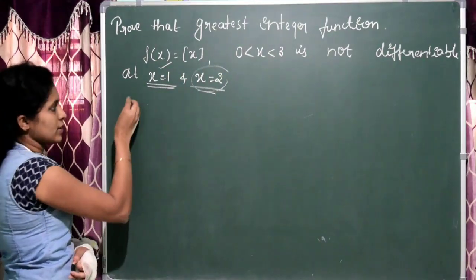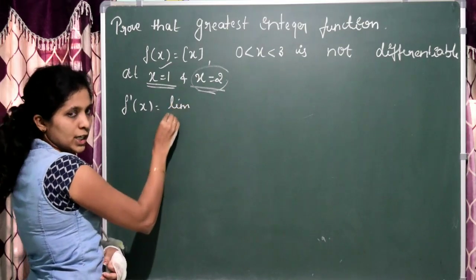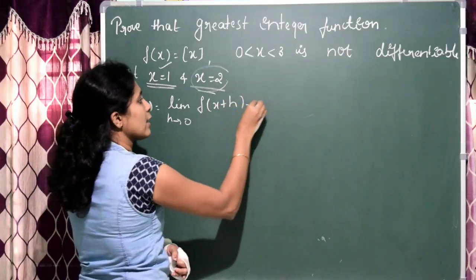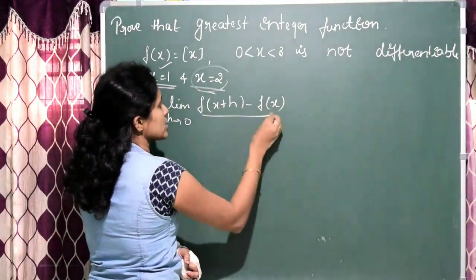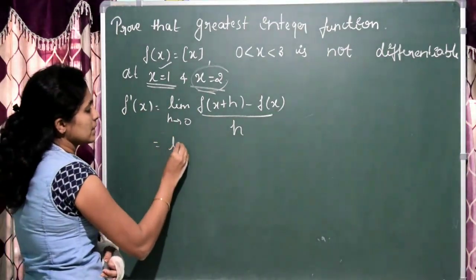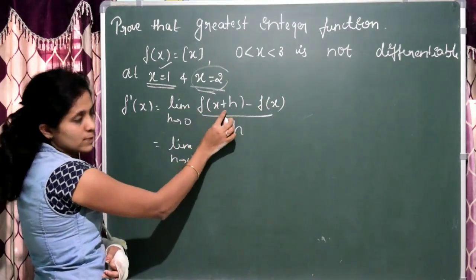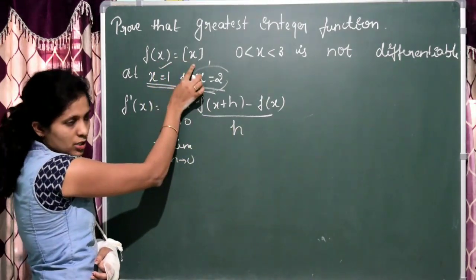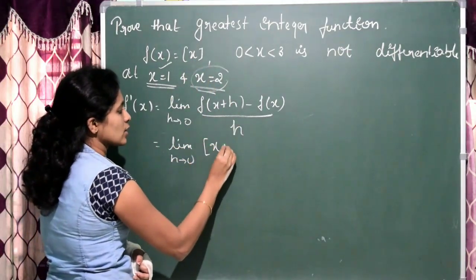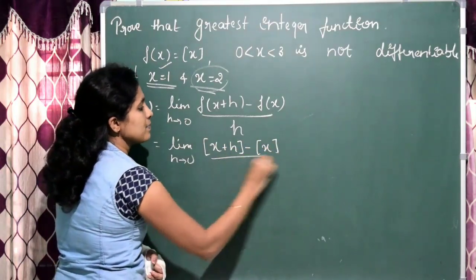Let me consider the definition, that is f dash of x is equal to limit h is tending to 0. Right. So this is f of x plus h minus f of x divided by h. So this is the definition of the derivative. Now this is equal to limit of h is tending to 0. What is it? x plus h. f of x plus h will be, f of x is greatest integer of x, so in the place of x you have to replace by x plus h. So this is the greatest integer of x plus h minus greatest integer of x divided by h.